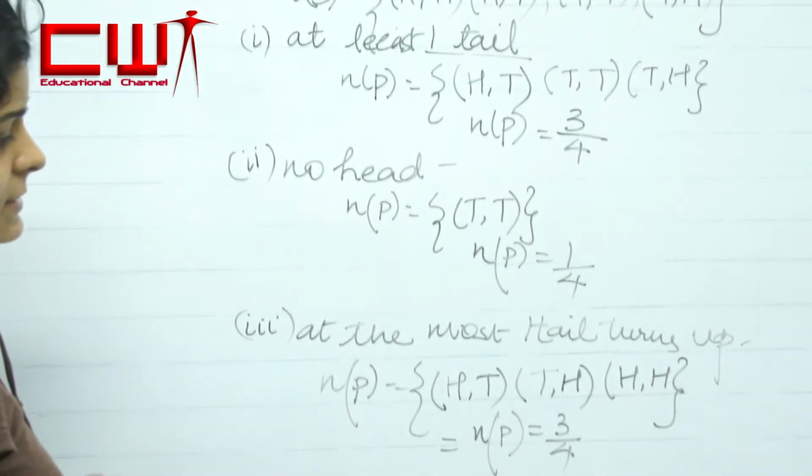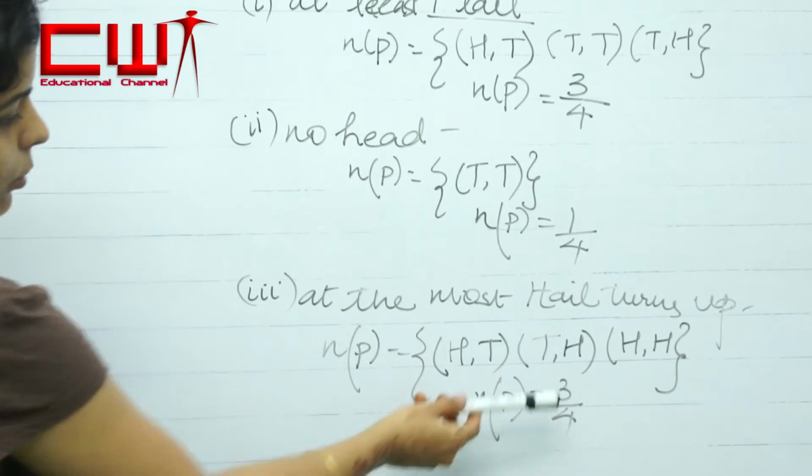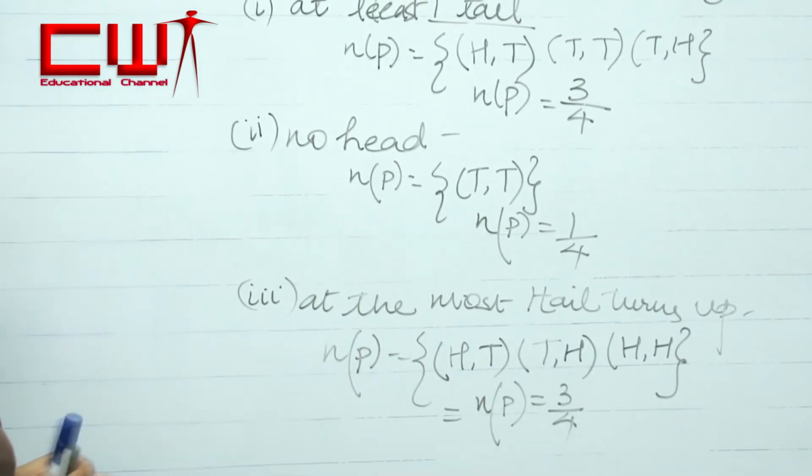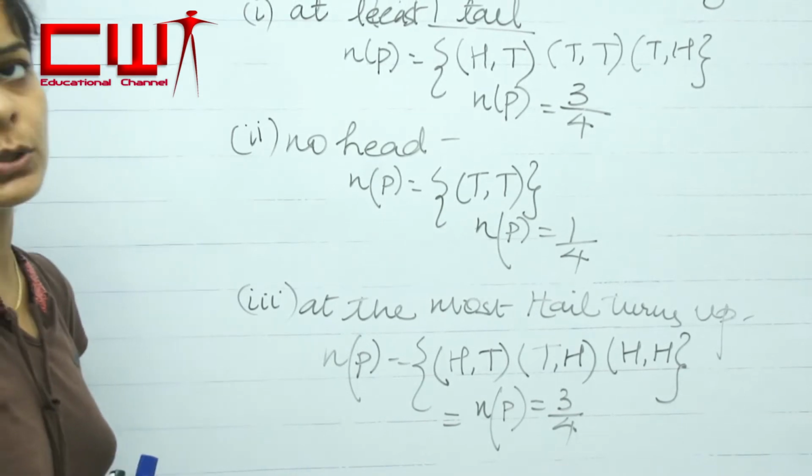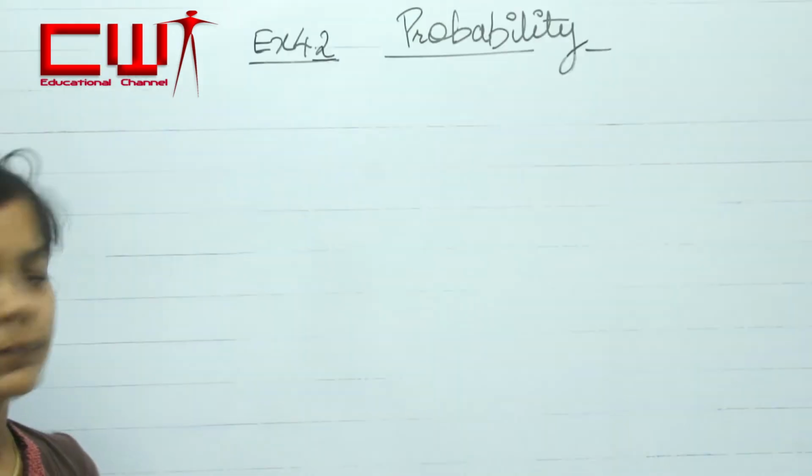Okay, this is 3 by 4 again. So required probability divided by the total probability. This was the first question of exercise 4.2. We'll move on to the second question, please.